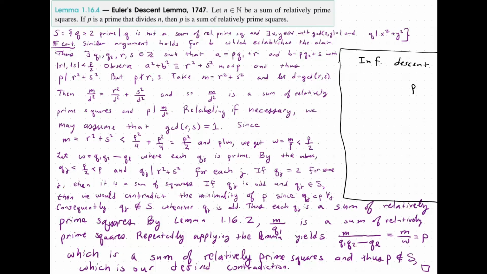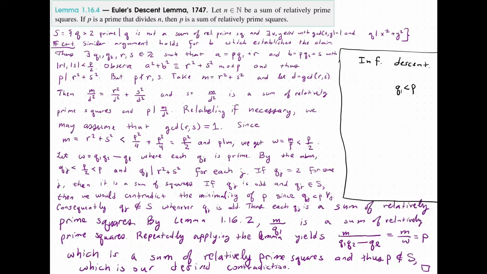And so now we are left with the following, where we know by lemma 1.16.2 that if each of the Qj's is a sum of relatively prime squares, then we will have that M over the product, so W, that M over W is equal to P is a sum of relatively prime squares. That would be a contradiction. And so that means that because P is not a sum of relatively prime squares, one of these Q's cannot be a sum of relatively prime squares. So relabeling if necessary, we can take it to be Q1.